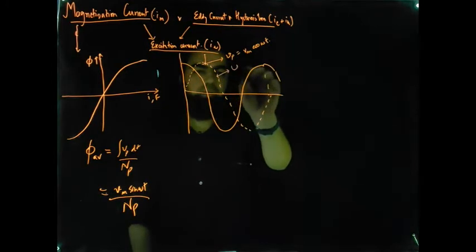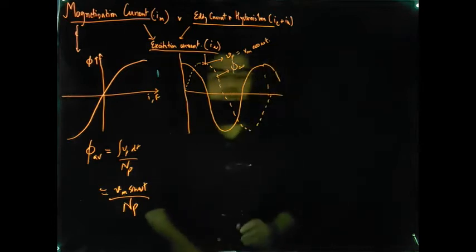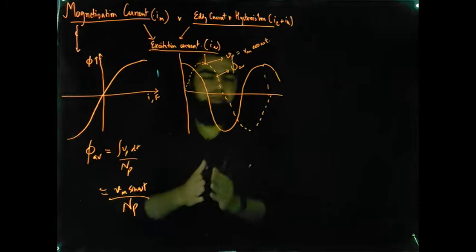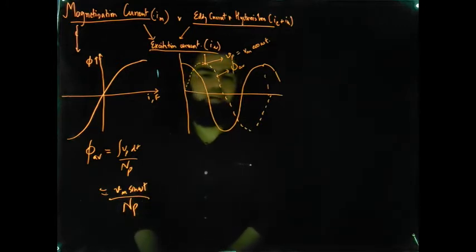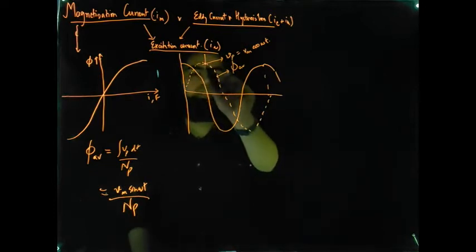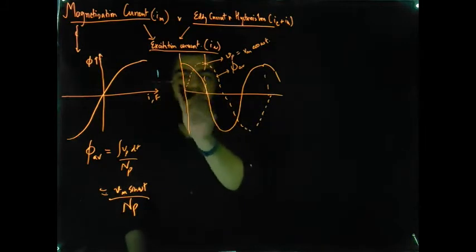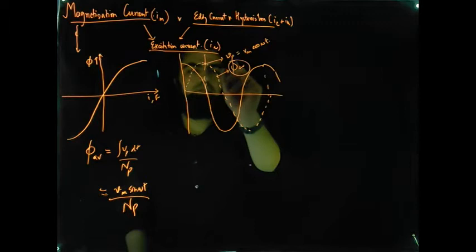So this is our average flux of the system. This average flux is Vm sin omega t divided by Np. You can actually see that average flux and the applied voltage Vp have a phase difference of 90 degrees. Vp is equal to Vm cos omega t, while average flux is Vm by Np sin of omega t.